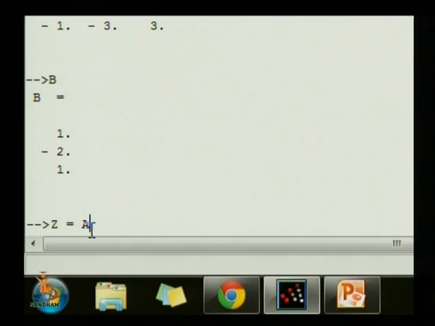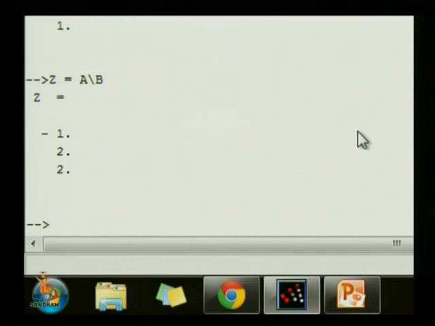I will do A, it is not slash, it is backslash. Make sure not a slash, a backslash. B, and I hit enter, and my Z matrix is -1, 2, and 2. The answer comes the same. So you don't even need to remember the inverse function for finding the solution to a linear equation.